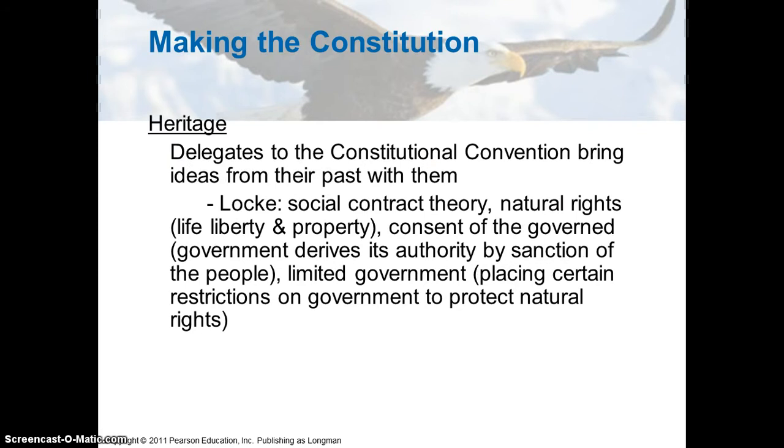All the delegates attending the Constitutional Convention bring their ideas that they already know. Key among them are ideas from Locke, things like the social contract theory and the idea of natural rights. Another idea, consent of the governed, which comes from the social contract theory and is also referred to as popular sovereignty nowadays, is an idea that many of the delegates have on their mind when thinking about creating a new government. And the idea of limited government, which also comes from social contract theory, is placing restrictions on the government, which helps protect our natural rights.